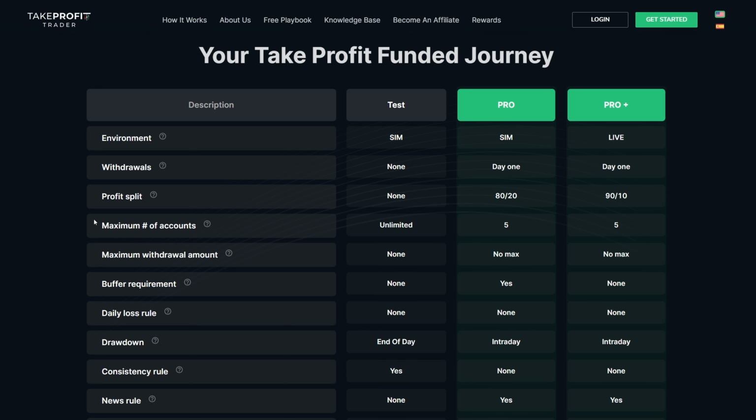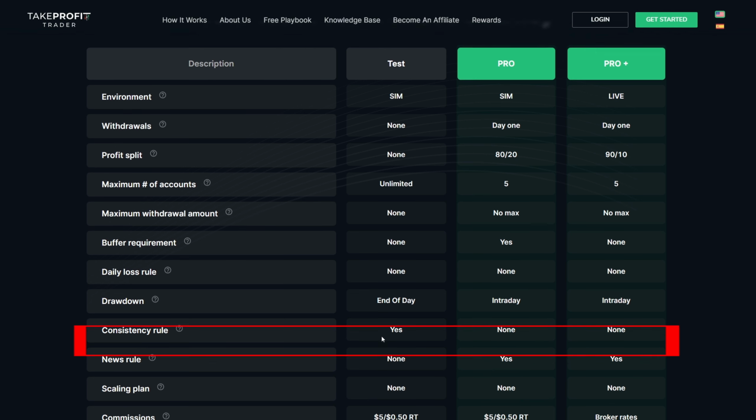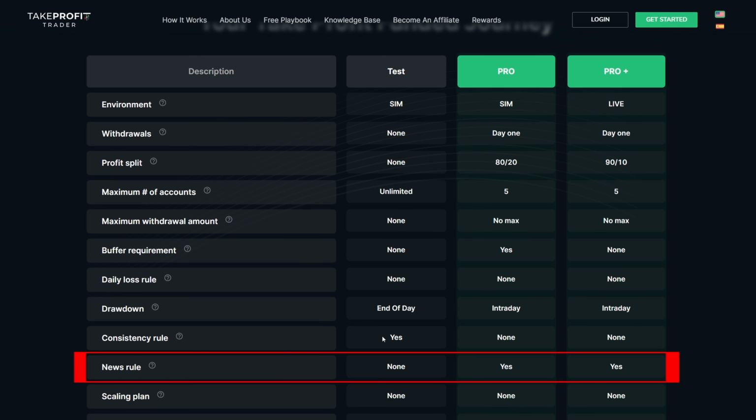Now let's talk about another con out here, and this is going to be the news rule. In the test phase, the news rule is not in effect. But then when we come over and we're in the Pro and Pro Plus account, there is a news rule. We cannot trade 1 to 2 minutes before, during, or after the news. And there's really only 3 news items if you're trading the indices out here. That's going to be the CPI data, the FOMC, and the non-farm employment numbers. All other news events we can trade. It's only the tier 1 news events.